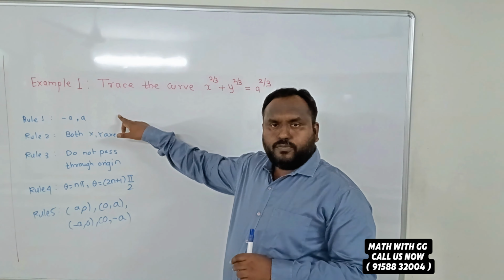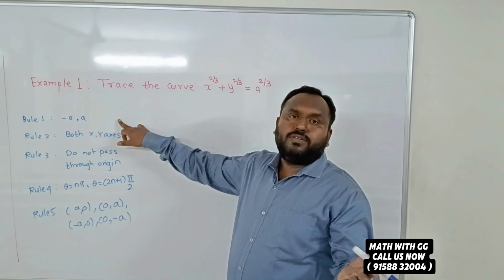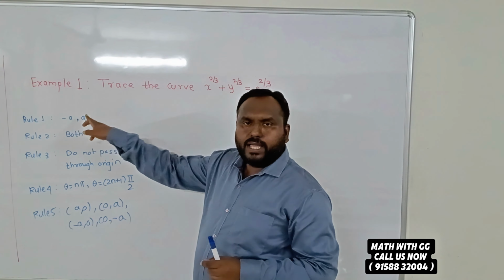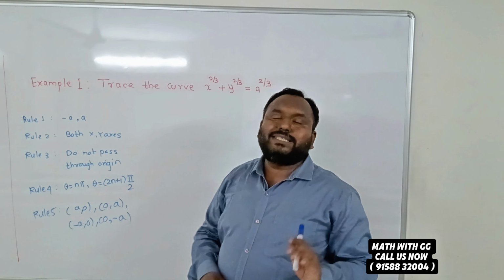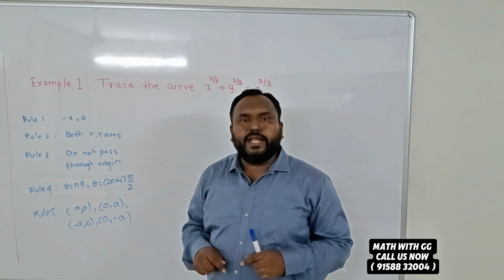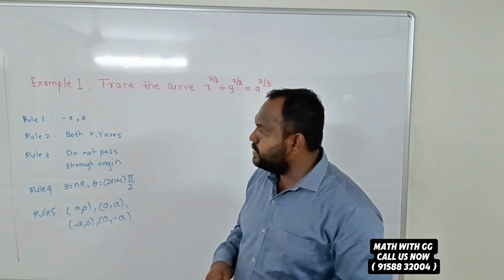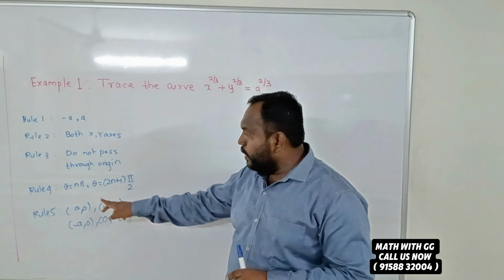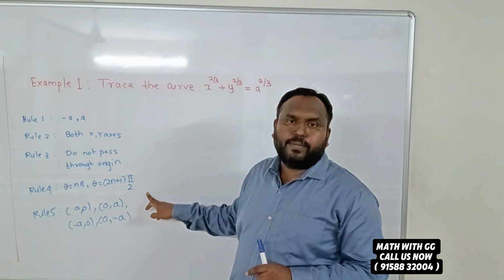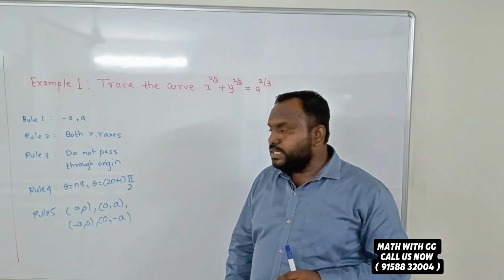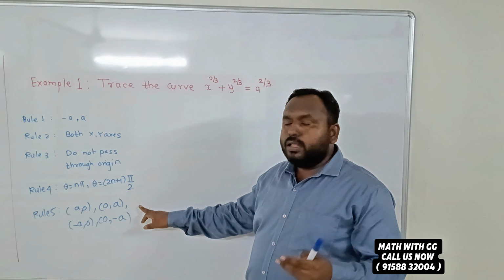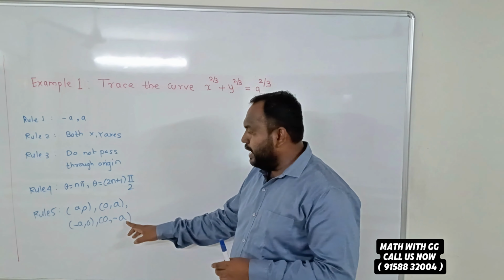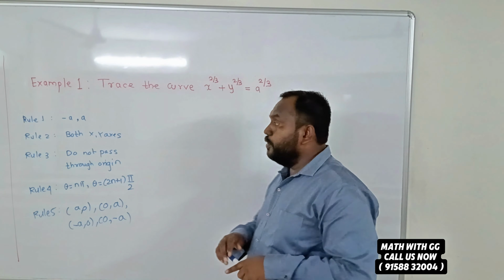In rule number 1, for limitation, we have studied that the curve is limited for both x and y, that is, least value minus a, greatest value a for both x and y. Rule 2, symmetry: the curve is symmetric about both x and y axes. Rule 3: the curve does not pass through the origin. Rule 4: theta equal to n pi and theta equal to (2n plus 1) pi by 2 are the special points. And from the table, the curve passes through (a, 0), (0, a), (minus a, 0) and (0, minus a). Let's draw a rough sketch.